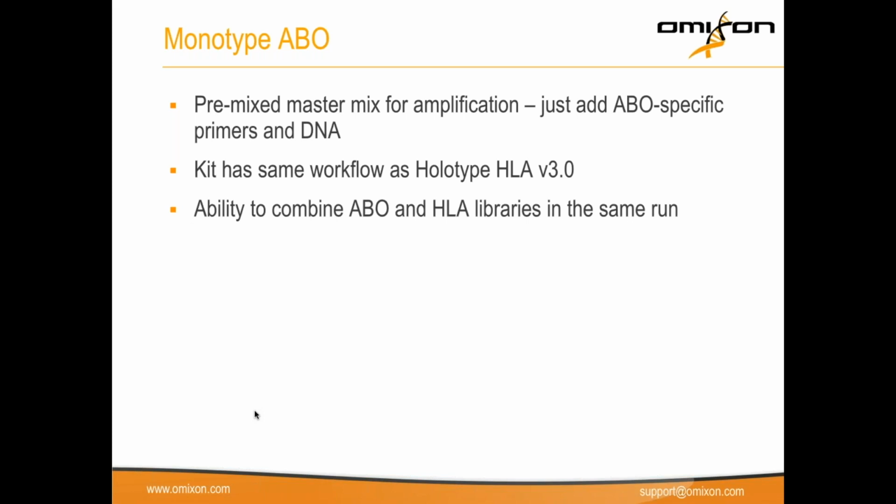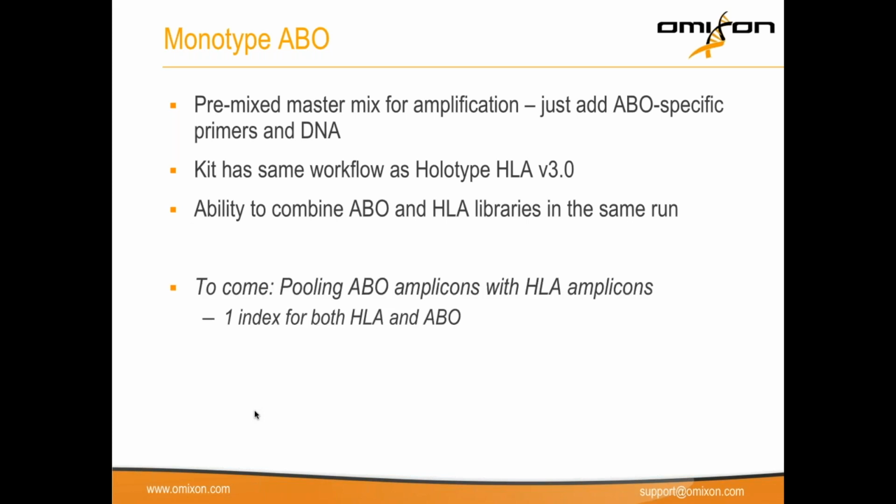To make this approach even more cost-effective, you have the ability to combine ABO libraries and HLA libraries in the same sequencing run. Finally, we will soon offer the option to also pool ABO amplicons with HLA amplicons using only one index per sample, which reduces the amount of hands-on time and overall turnaround time for the lab.